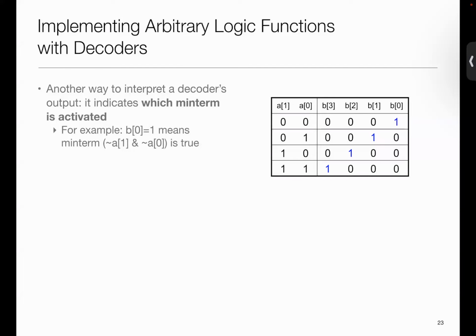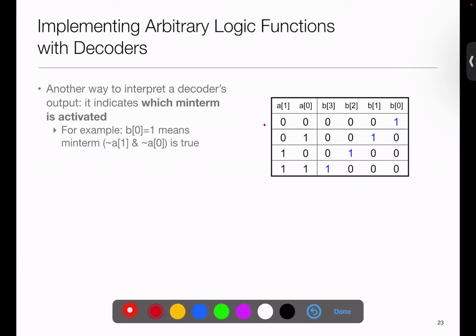So let's think about it. One way of thinking about the decoder is that it is telling us which minterm is true. If I had a 2 to 4 decoder, then if both A bits are 0, then B0 is high. If A1 is 0 and A0 is 1, then B1 is high, and so on and so forth. So one way of thinking about it is selecting which row of your truth table is true.